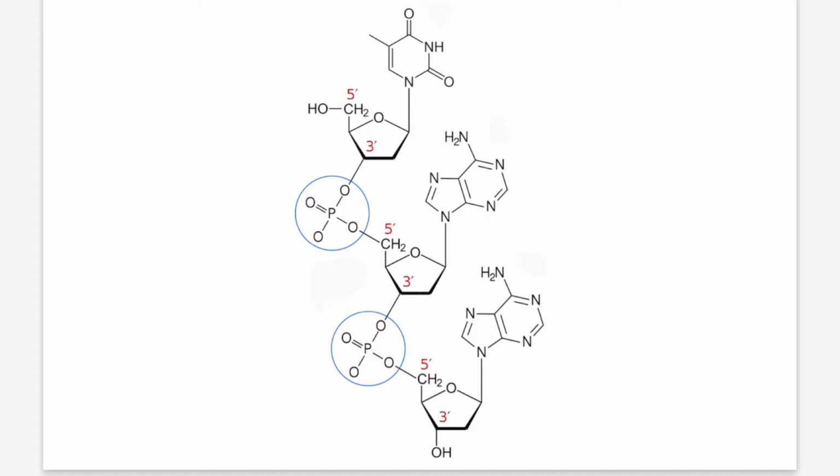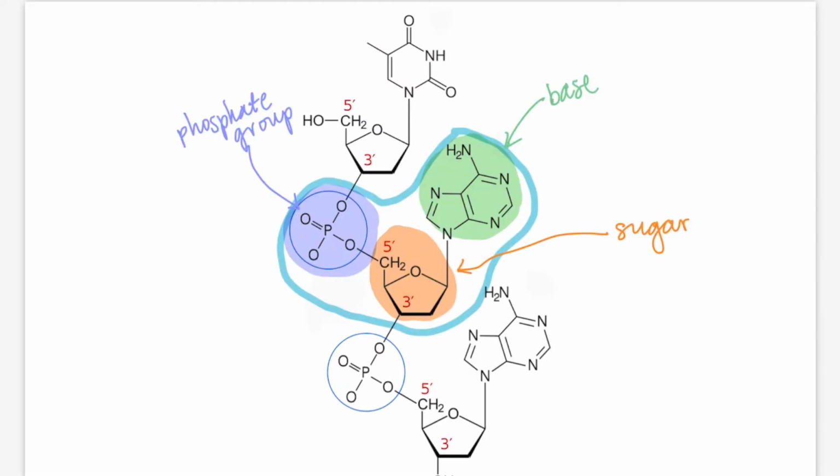Here's a more realistic view of what a single strand of DNA looks like. And you can go ahead and identify the phosphate group, the sugar, and the base of each nucleotide. You can tell that the base is the base because it has nitrogens within the ring, and you can tell that the sugar is the sugar because there's an oxygen in the ring. And you can tell the phosphate is the phosphate because it has 4 oxygens coming off of the phosphorus.